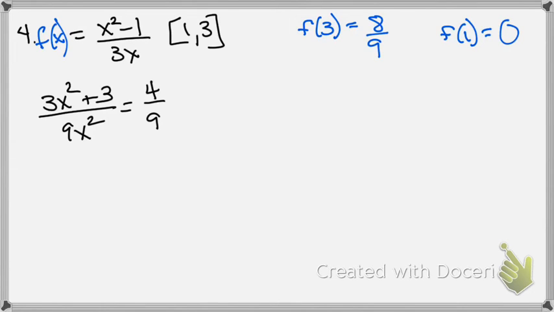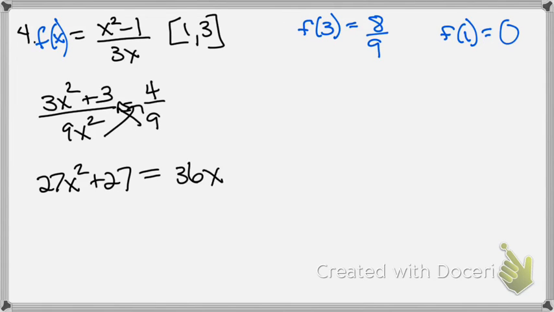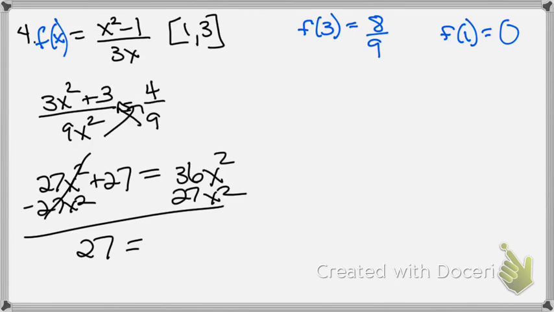Okay, so here you could either simplify the left side or we could cross multiply. 9 times 3x squared plus 3. Make sure you distribute the 9. So that's 27x squared plus 27 has to equal 9x squared times 4, 36x squared. Get the x squareds together. I'm going to subtract the 27x squared on both sides. Why I'm writing that, I do not know. And I get 27 is equal to 9x squared. Divide by 9 on both sides. And we'd get that x squared is 3.